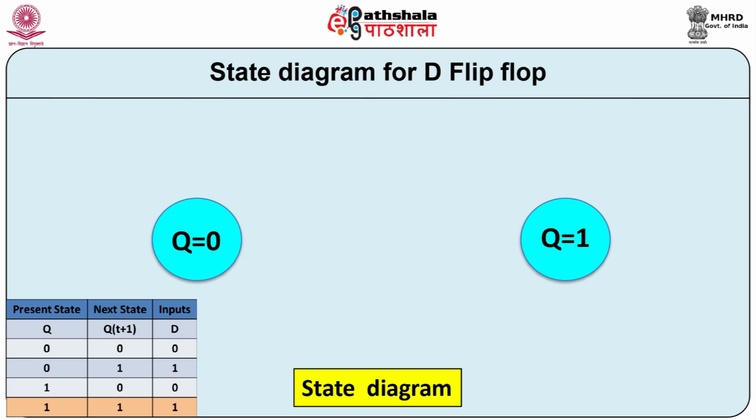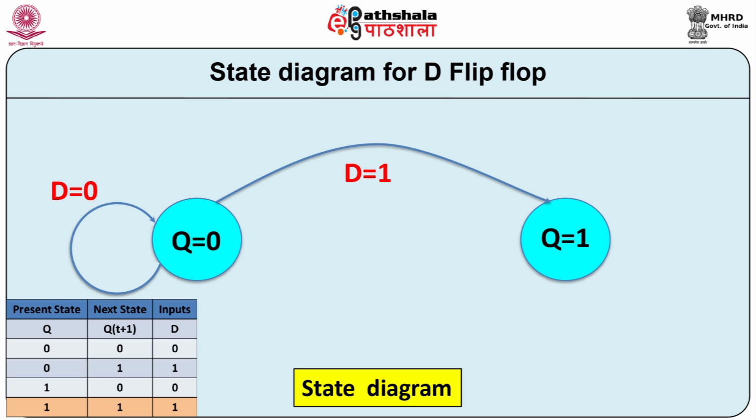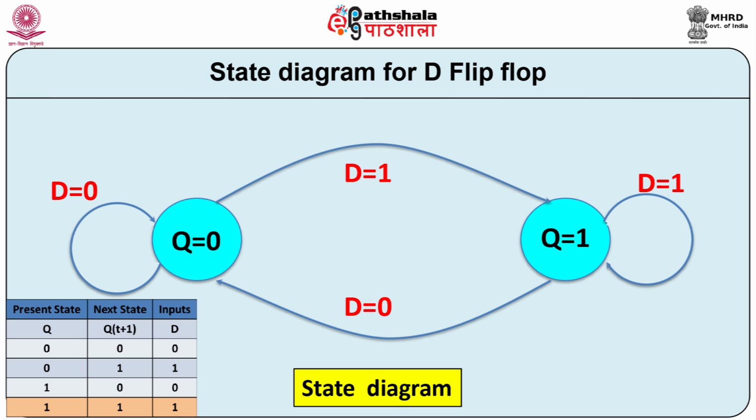Let us now prepare state diagram for D flip flop. There are 2 states, reset state and set state. If D flip flop is in the reset state, that is Q is equal to 0 and D input is 0, flip flop remains in the same state. But if D is equal to 1, then flip flop makes 0 to 1 state transition. When flip flop is in set state, that is Q is equal to 1, and the D input is 1, then flip flop remains in the same state. But if D input is 0, then flip flop makes 1 to 0 state transition.